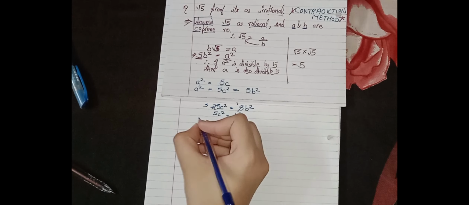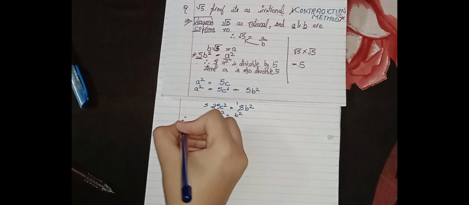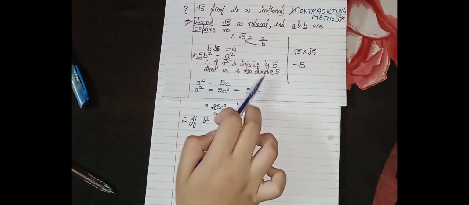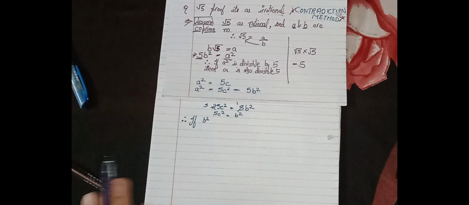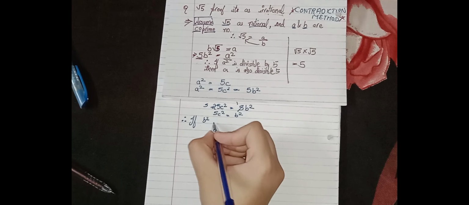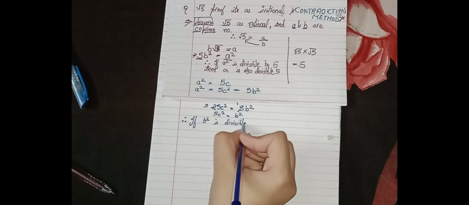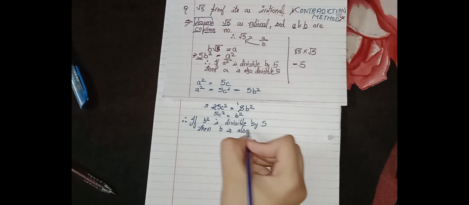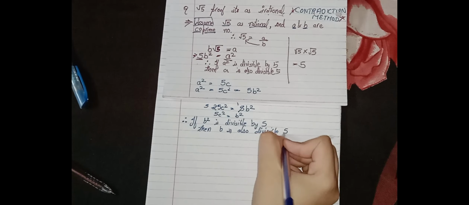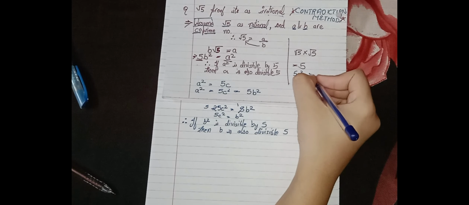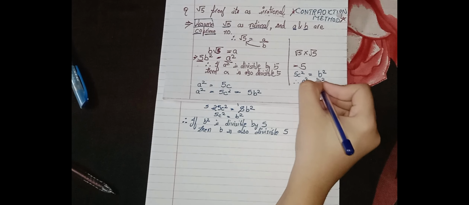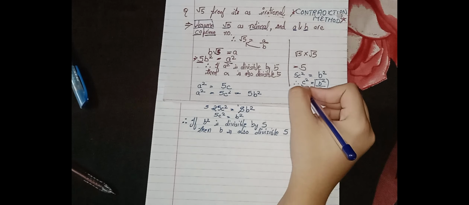ठीक है, now ये वाली जो लाइन है सेम कॉपी पेस्ट यहाँ भी होगी. Therefore if b square, अब जैसे यहाँ a square था, यहाँ पे अब मैंने वेरिएबल चेंज कर दिया, now it is b square. So if a square is divisible by 5, then a is also divisible by 5. This is a formula you can say. Therefore in this case also, if b square is divisible by 5, then b is also divisible by 5, right? ये कैसे? Now let's see कि 5c square is equal to b square. Therefore c square is equal to b square by 5. This is what we are getting, right? And it is rational.